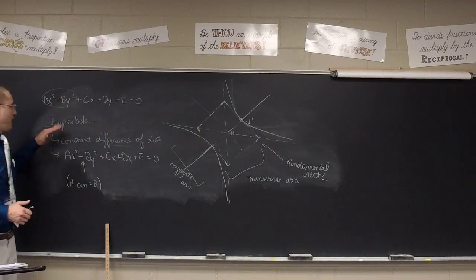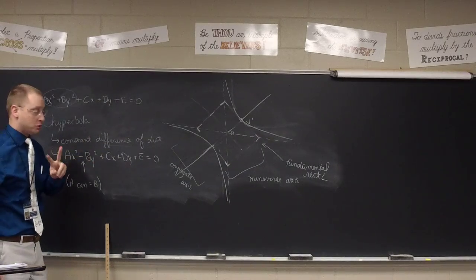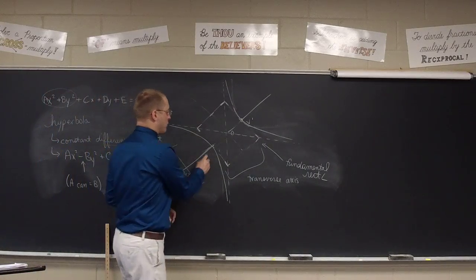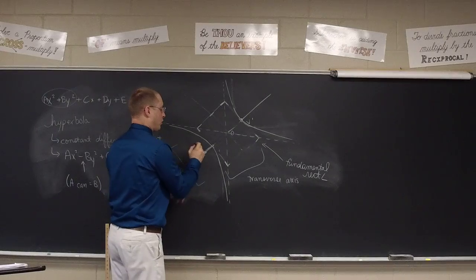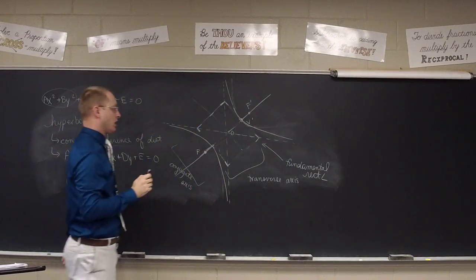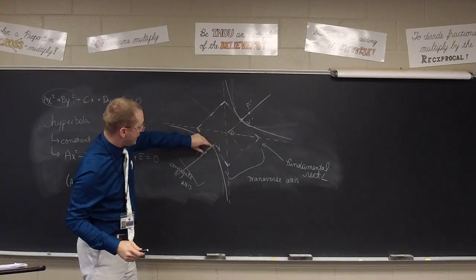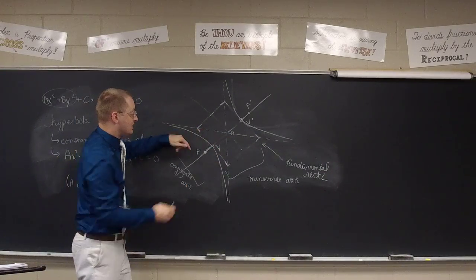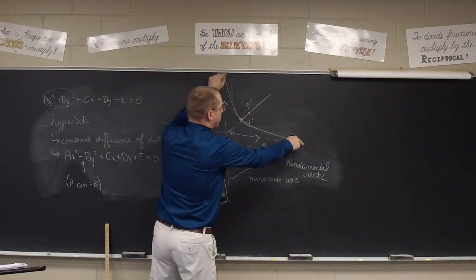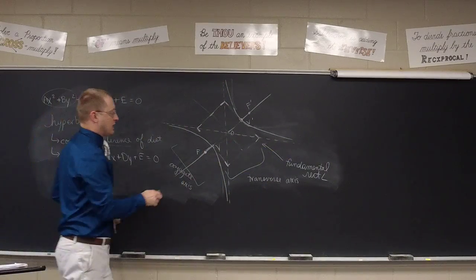Now, I told you the hyperbola is defined as the locus of points having a constant difference of distances from two fixed points. Those points are the foci. One focal point is out here, another focal point here. Just like the foci are inside the parabola, they're inside the curves of the hyperbola. Does that make sense? But here's the key.